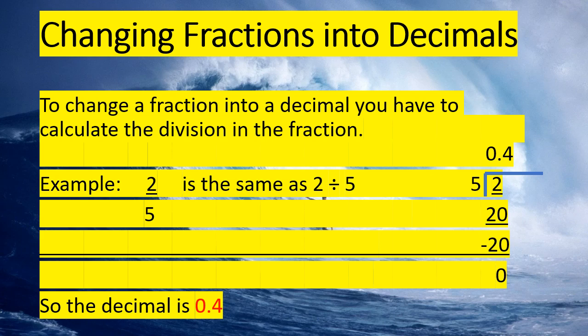To change a fraction into a decimal, you have to calculate the division in the fraction. So, for example, 2 by 5 is the same as, or means, 2 divided by 5. So you have to do that calculation. Take 2 and divide it by 5. 5 into 2 goes 0. You can see this calculation on the right. So 5 into 2 is 0. And then decimal point, 5 into 20 is 4. And it goes exactly, nothing left over. So the decimal is 0.4. And you can see that we have taken the 2 divided by 5 and done the division and made 0.4.